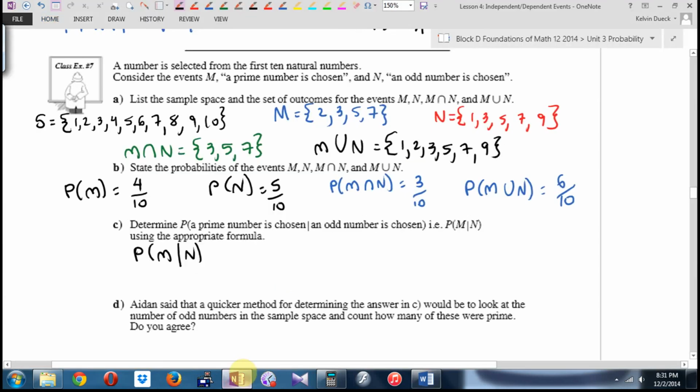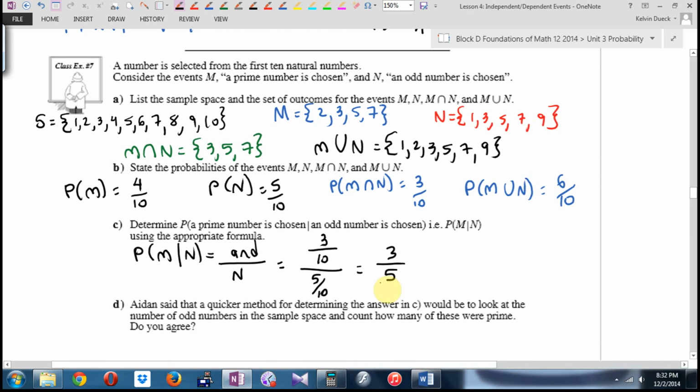So it's going to be and both over the given one. It's going to be and over, it's going to be 3 out of 10 over 5 out of 10, which ends up being, I think, 3 out of 5. Try it on your calculator, use your fraction button if you need to, but it's 3 out of 5.